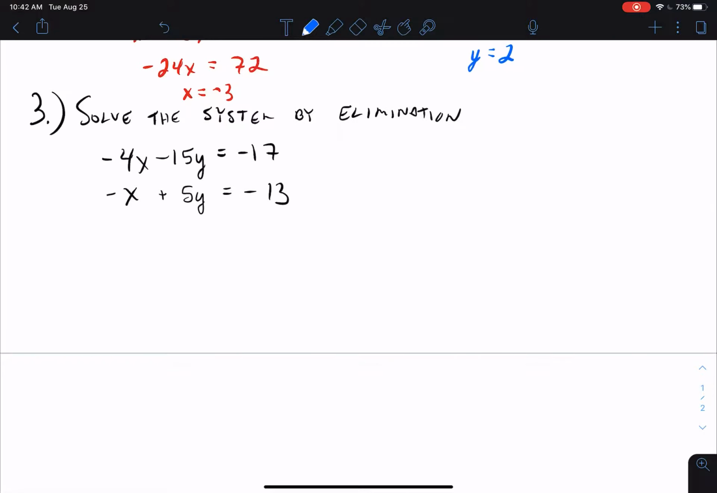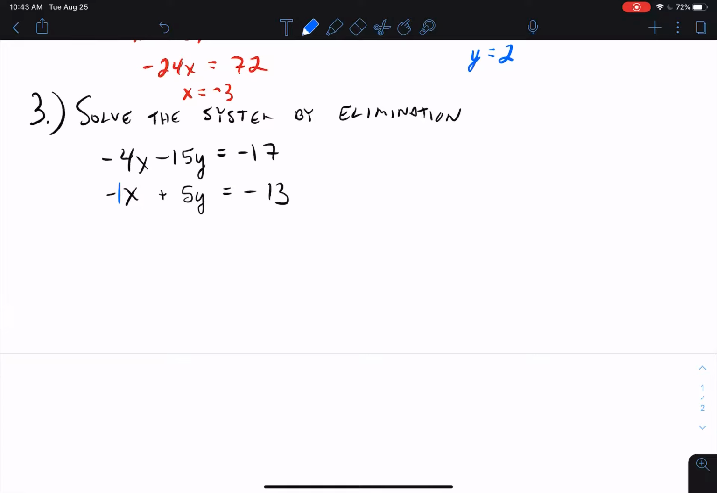This is where we actually eliminate a variable. The way we're going to do that is we are going to modify one or both of the equations so that either the x's or the y's can eliminate each other. So, for example, if we wanted to eliminate the x's, we see that the first coefficient in that first equation is -4. And in the second one, there's a -1 here, okay? So what number do -4 and -1 both go into?